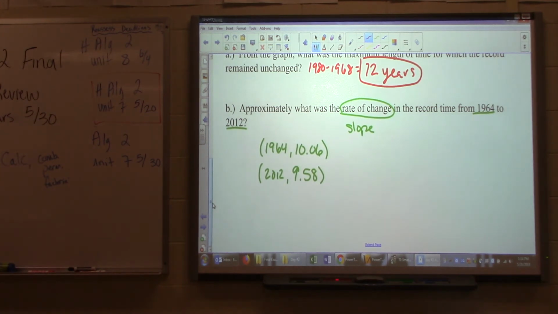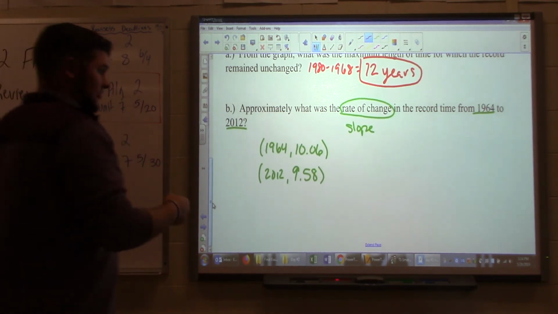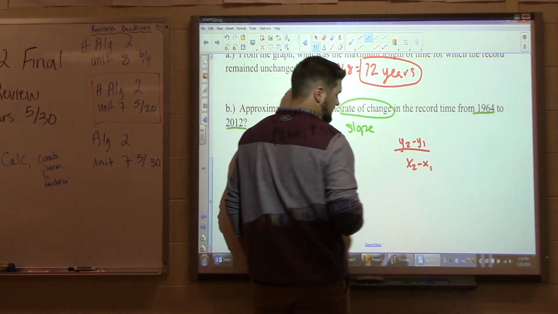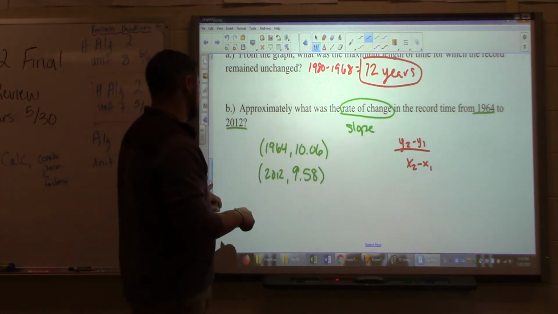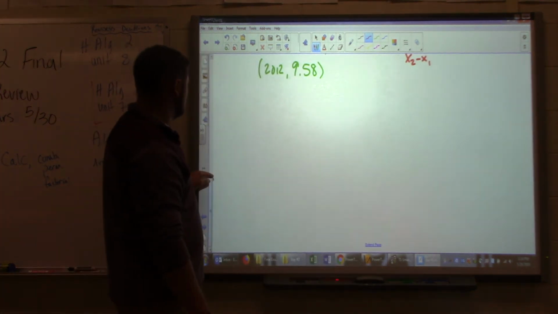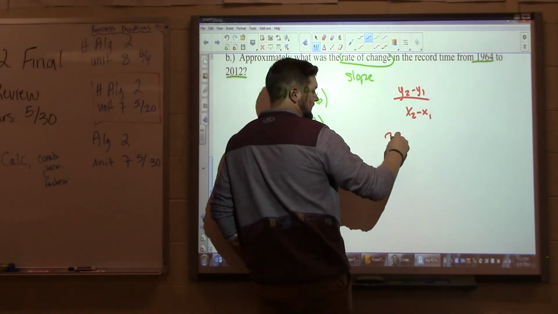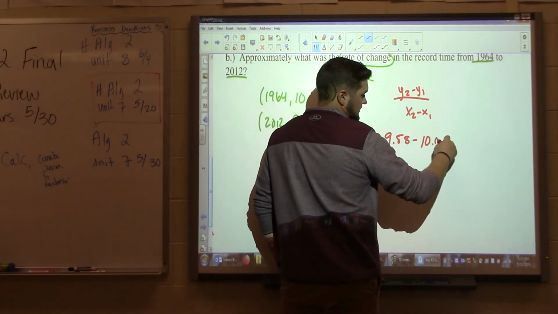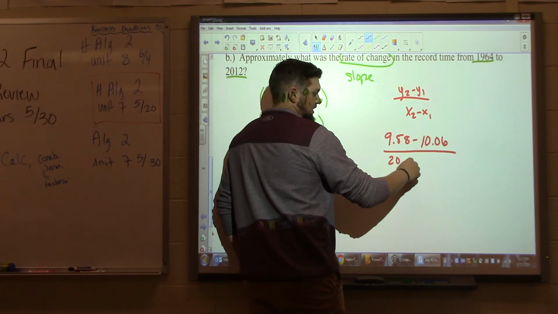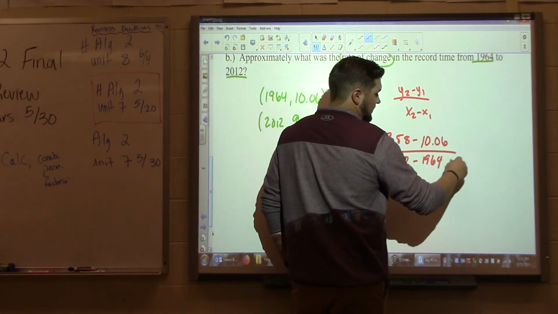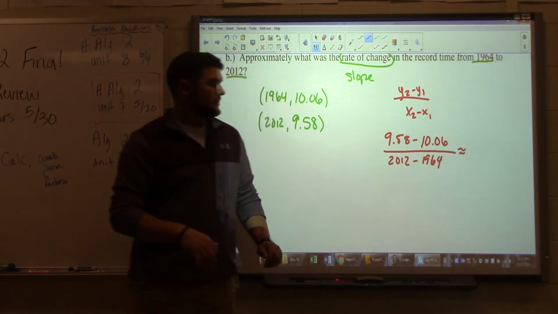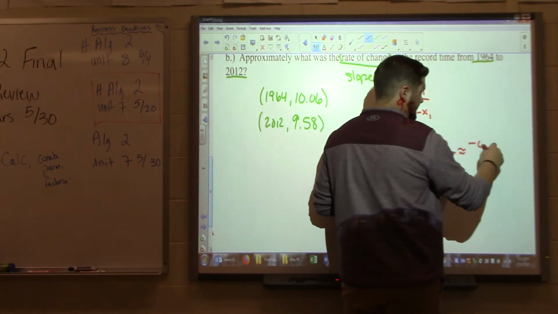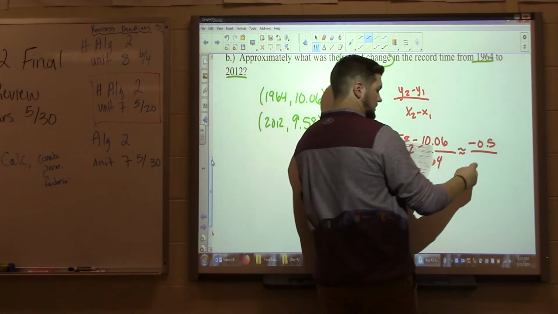All right, so how do I find the slope or the rate of change, once I found those 2 points? y2 minus y1 over x2 minus x1. So 9.58 minus 10.06 over 2012 minus 1964. We get negative 0.5 over 48.